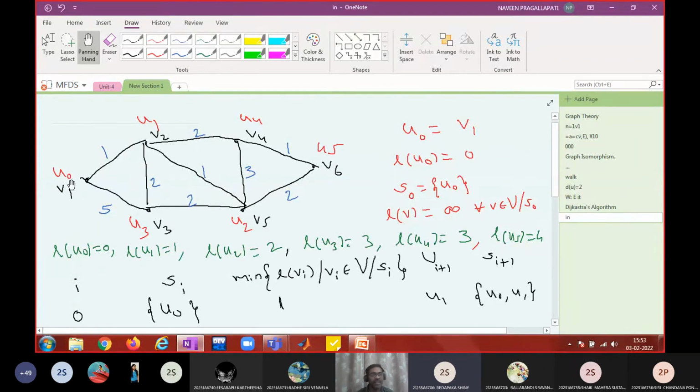Similarly, if you want the shortest distance from u0 to, here in this case u2, what is L of u2? 2. What is that 2? 1 plus 1, 2. Is it okay? So these are the shortest distances or shortest minimum weights from one vertex to any other vertex in the graph. Is it clear?